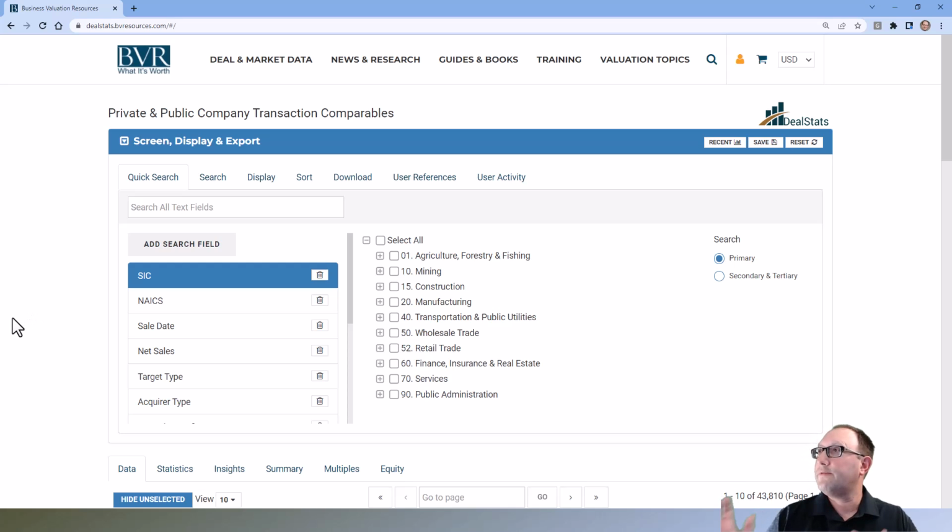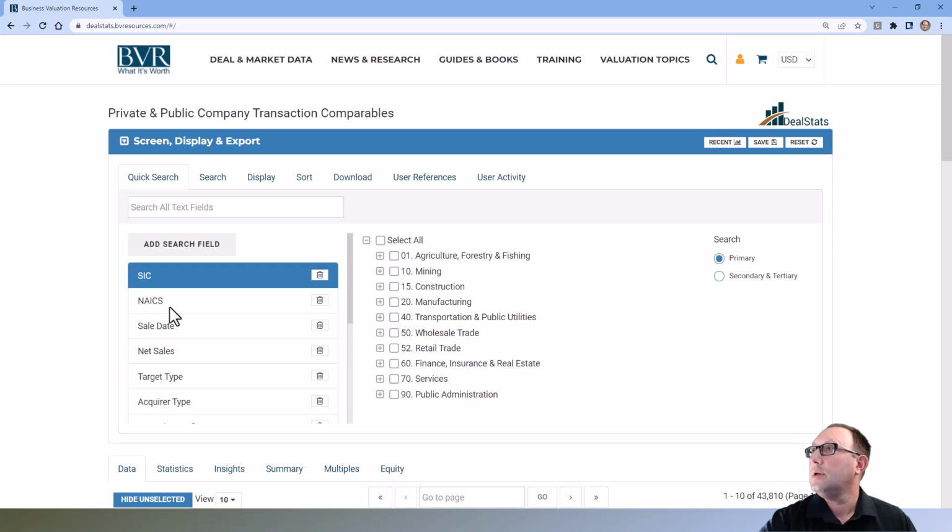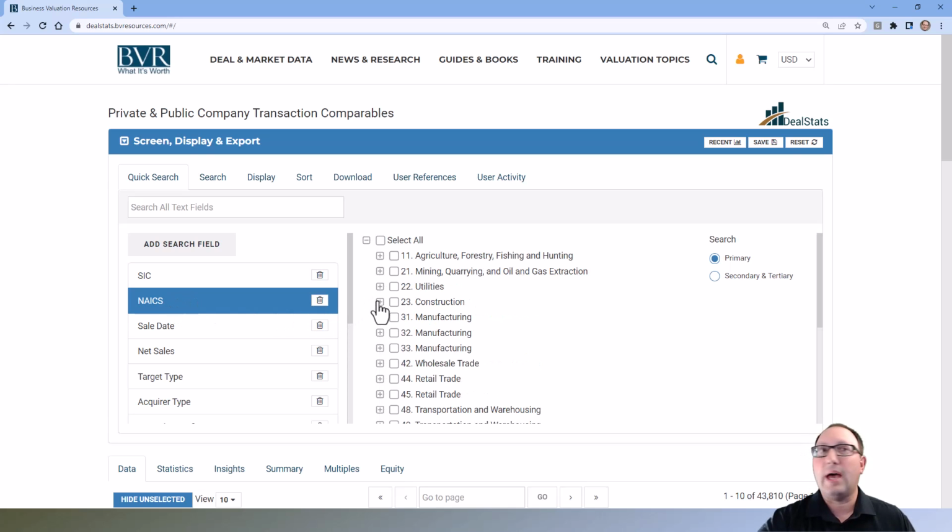So here you are with a fresh DealStats screen. We can look deals up by SIC code, NAICS code, sale date, net sales. All of these filters are what we can use. If you want to add a search field, you can. Occasionally I'll look at target business description, but I don't want to do that right now. So NAICS code, I like to start with that one. Heavy equipment rental is 53.